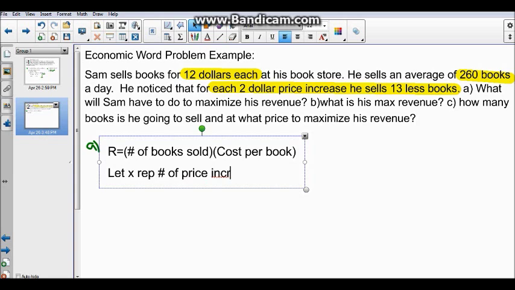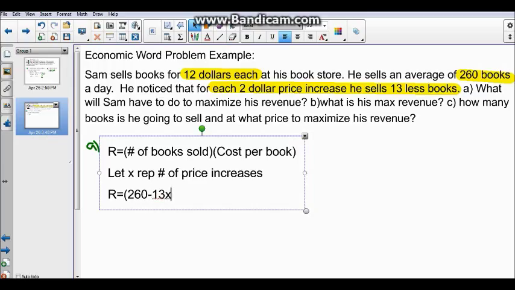Revenue equals (260 minus 13x), since he sells 260 books a day and he sells 13 less books for every price increase, times (12 plus 2x), since he sells each book for $12, and for each price increase he increases the price by $2.